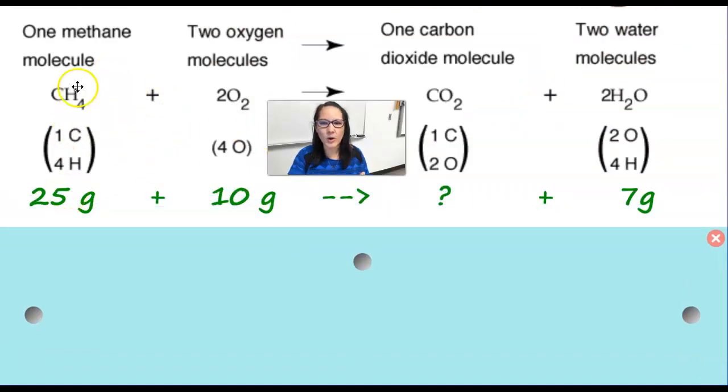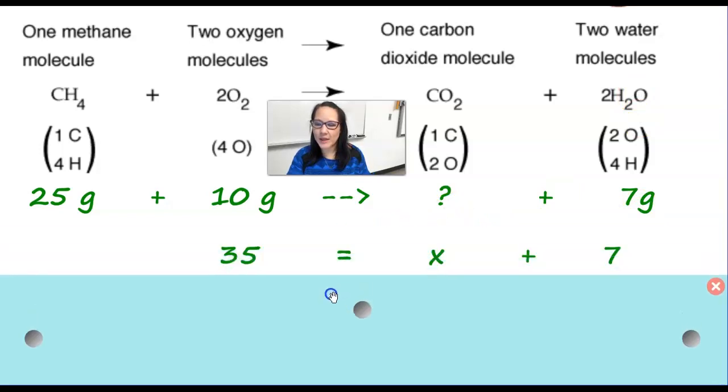If I had 25 grams of the CH4, methane, 10 total grams of oxygen gas, then my total reactants have a mass of 25 plus 10, which is 35 grams. Yielding my products, let's say I don't know how much carbon dioxide I yielded, but I do know that I yielded 7 grams of water. How much carbon dioxide do we have?